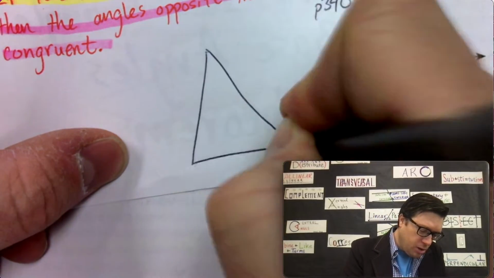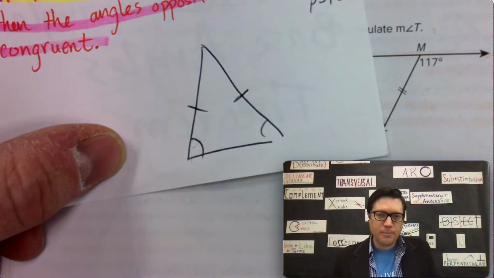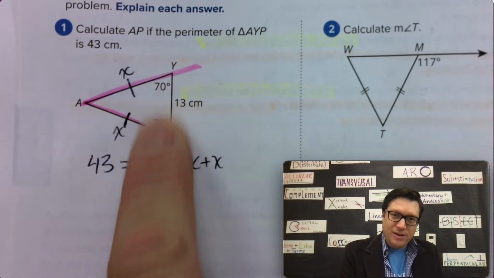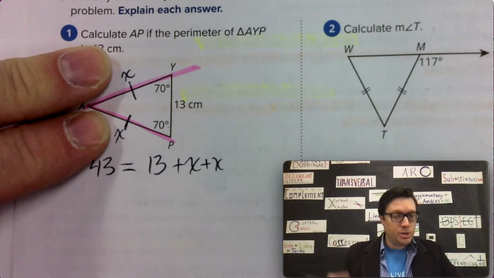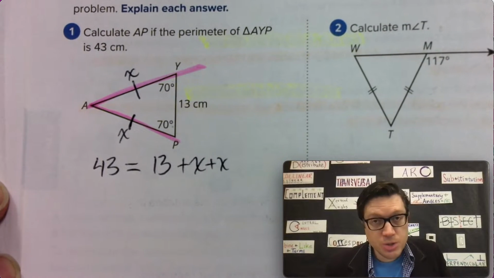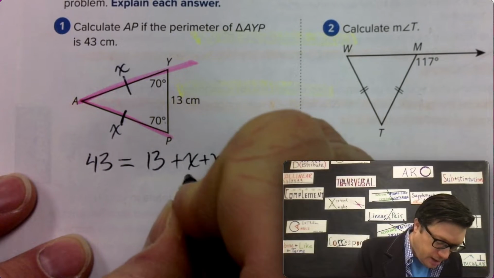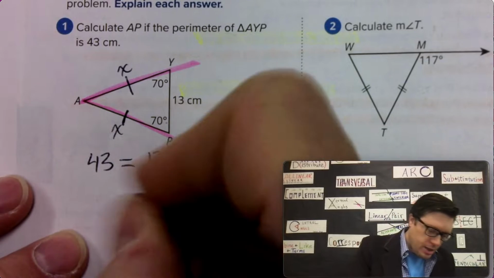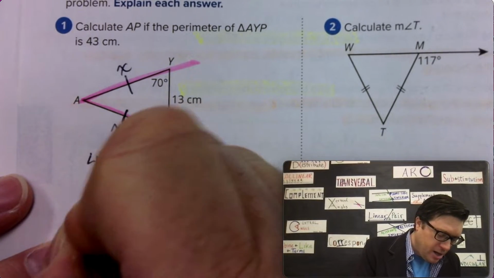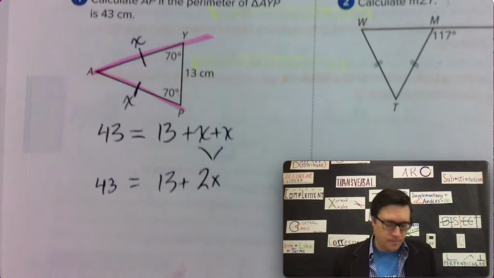It says that in an isosceles triangle, if the angles are the same, the sides across from those angles are the same. So since both of these angles are 70, that means that both of these sides are the same length, and I don't know what they are, so I'm going to use x. Solve for x. Combine like terms first. So I'm going to combine x plus x to make 2x. The 13 did nothing with that. The 43 did nothing with that, and the equal sign still has to be there.